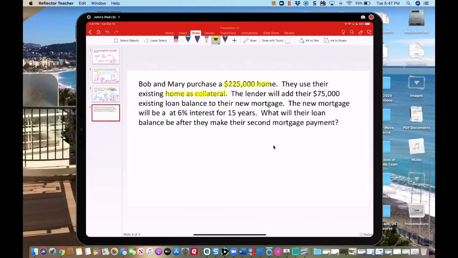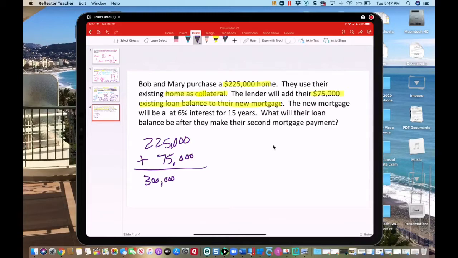So we have a $225,000 home. Now the lender will add their existing $75,000 loan balance to their new mortgage. Don't let that upset you. Basically, they're buying a home for $225,000. They're getting a blanket mortgage, and the lender is going to add their existing $75,000 to their new mortgage, so they're getting a $300,000 loan. It's just worded weird, but don't let that bother you.